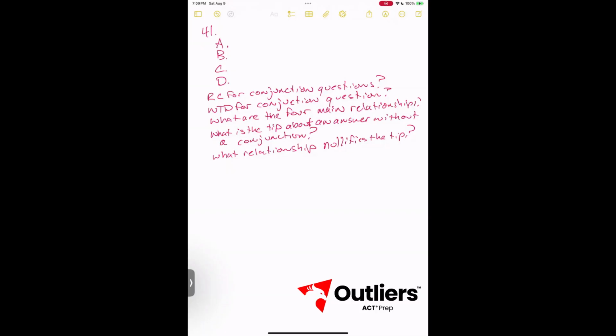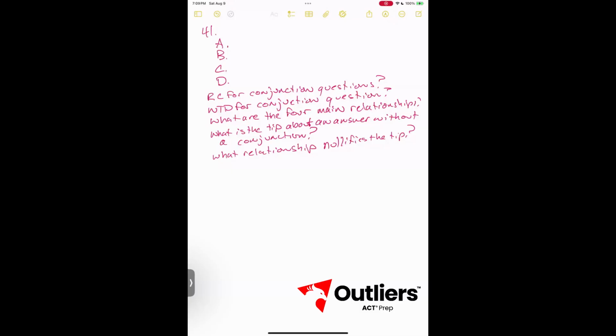What are the 4 main relationships? Continuation, contrast, cause and effect, and time. What is the tip about an answer without a conjunction? The tip about an answer without a conjunction is that it is usually the right answer.